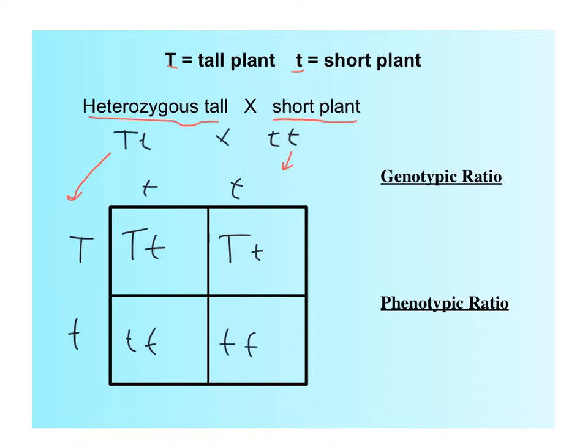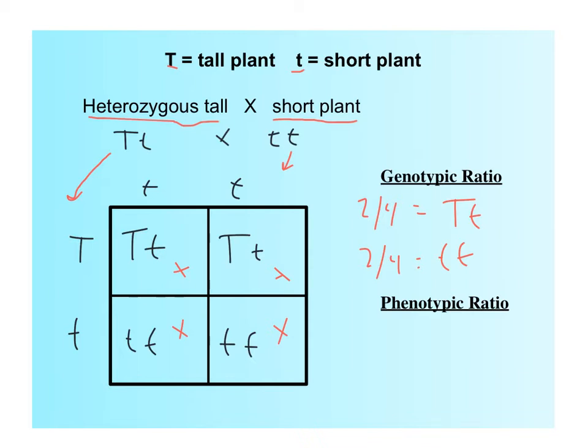Genotypic ratio, that's just about counting them. How many of them are heterozygous, or big T little t? I see 1, I see 2. So there it is. 2 out of 4, or 1/2, or 50%, whatever you like to say, are going to have the genotype of big T, little t. And now the other one. I see 2 out of 4 are little t, little t. So 2 out of 4 are going to be homozygous recessive, little t.